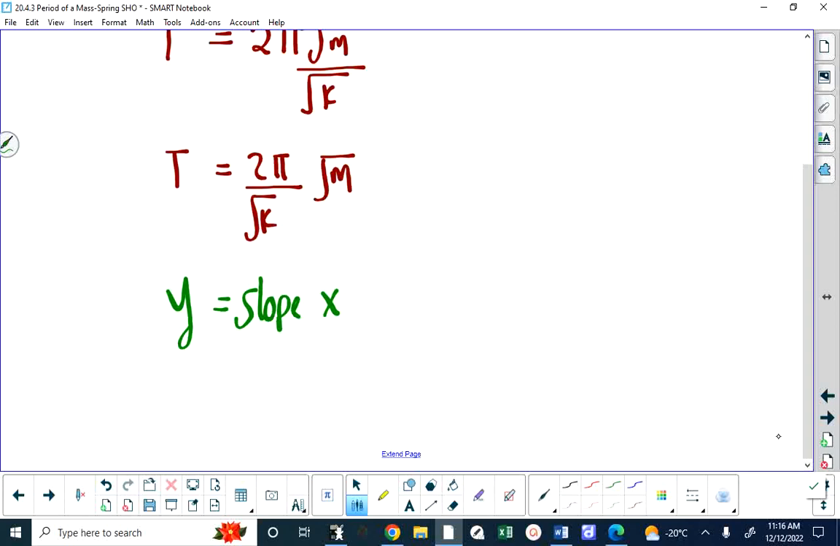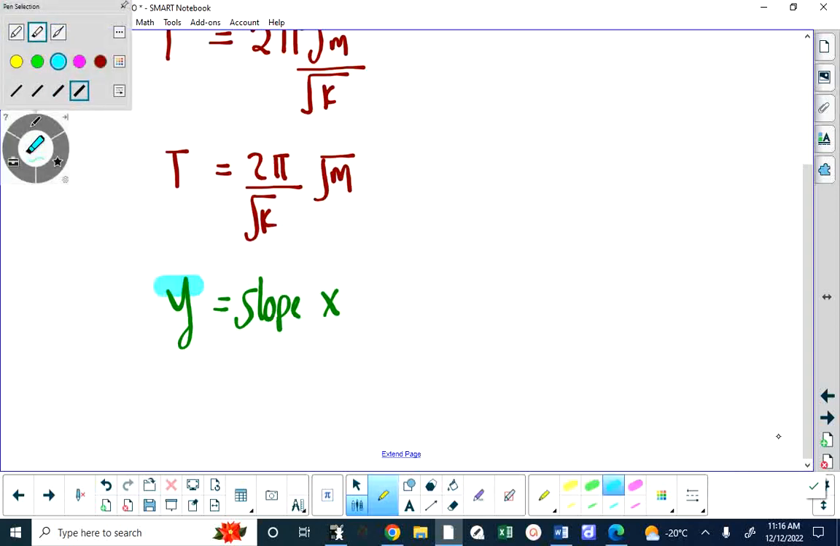What does this mean? I've been having difficulties with my highlighter today on my computer. Oh, it's back to normal. What it means is that if you plot period on the vertical axis and the square root of the mass on the horizontal axis, that 2 pi over the square root of k will be the slope of the line.